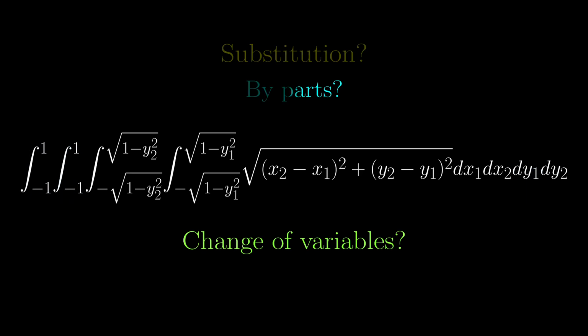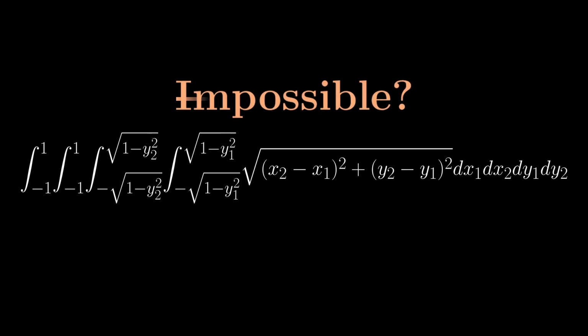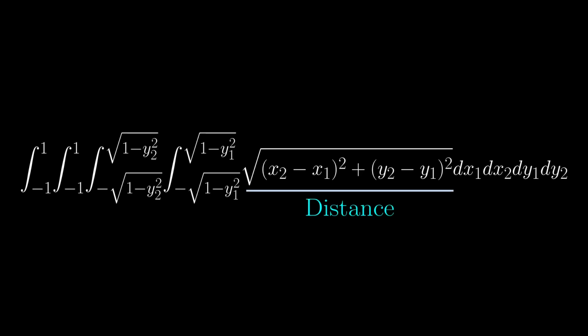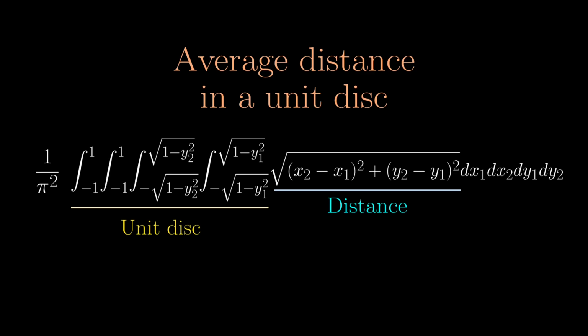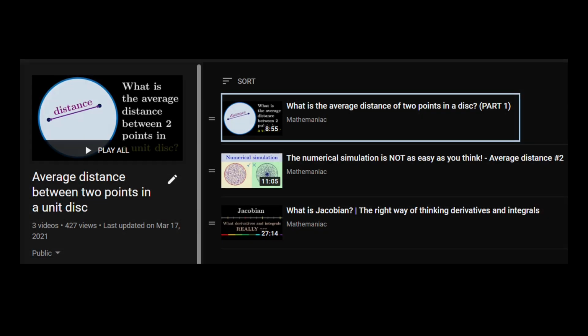So since all the standard techniques fail, does this mean that this integral is impossible? Not really, because there is a very clever trick. First, note that the integrand is the distance between 2 points and we integrate over the unit disk. If we add a factor of 1 over pi squared in front, then this whole expression is the average distance in a unit disk. If you want more details on how this corresponds to average distance, check out the first video in this series. But how do we actually compute this average distance?